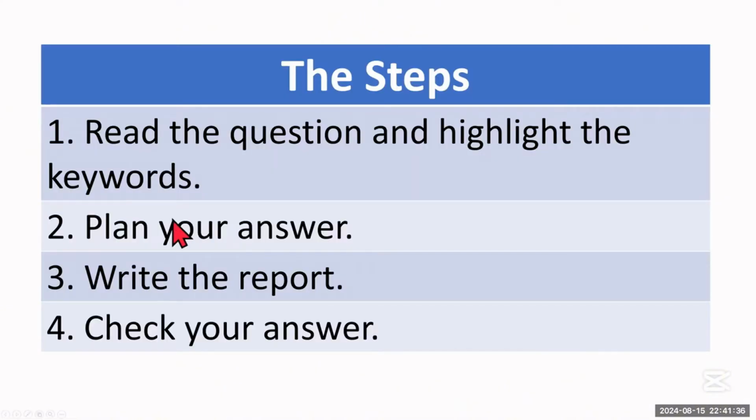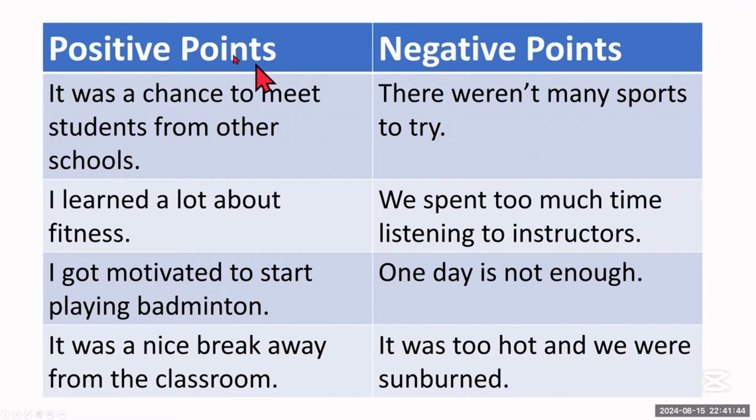So the next step is to plan your answer. So we will do that now. So I put in the positive and negative points into a table. The first 2 points are from the question itself, and the next 2 points are mine. Now, if you can't come up with 2 more points, even just 1 more point would be enough. But please make sure that you do have your own points. Don't just use the points in the question and stop there.